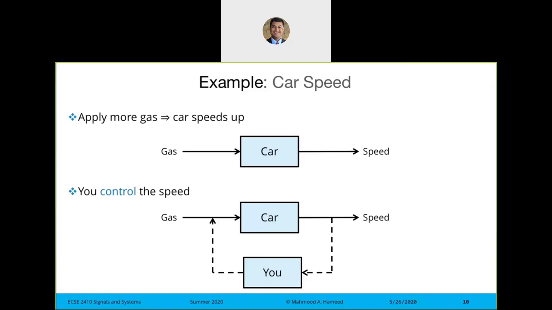So to have the first conversation about this course, let's take an example of the speed of a car, and actually just a car, right? So when you apply more gas, the car is going to speed up. So essentially you can view this as gas being an input to the car, and the result or the output is the speed of the car. Input on the left, output on the right. And what is in the middle is the system itself, in this case, the car.